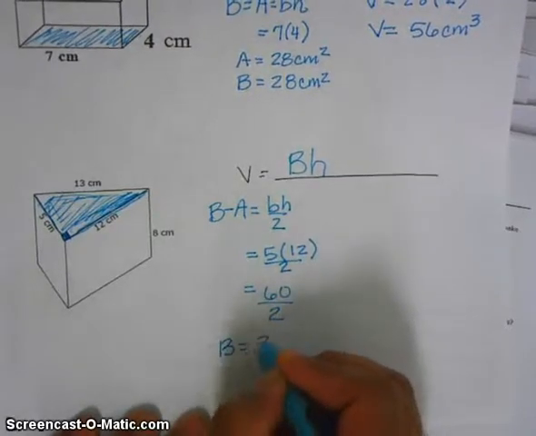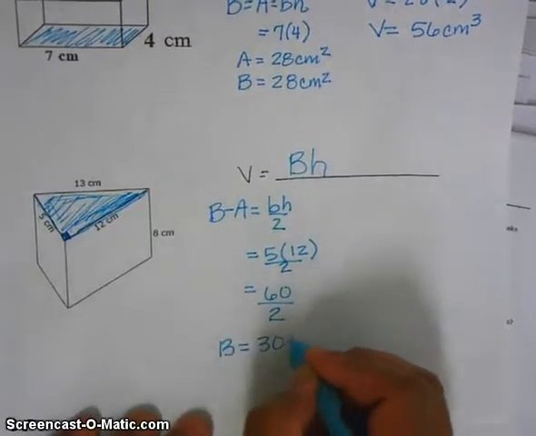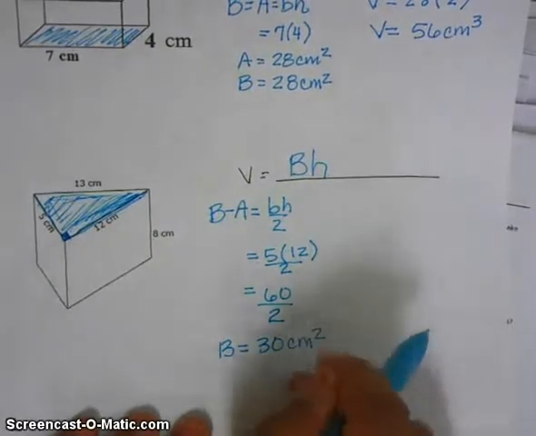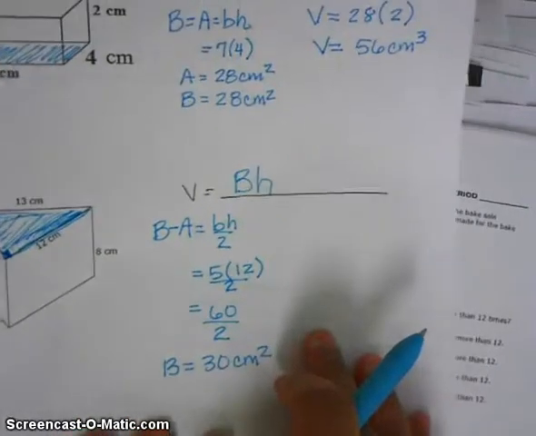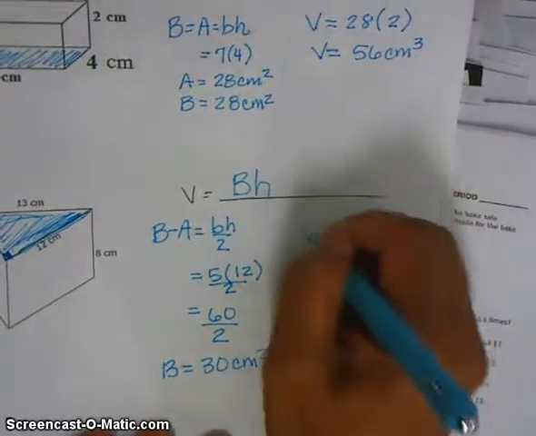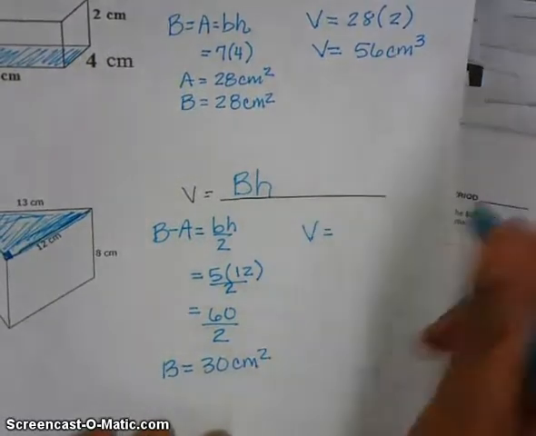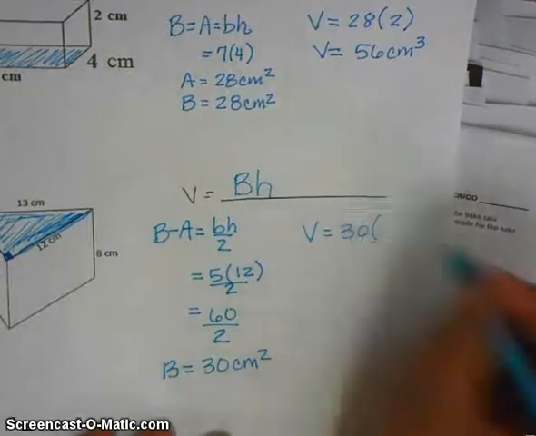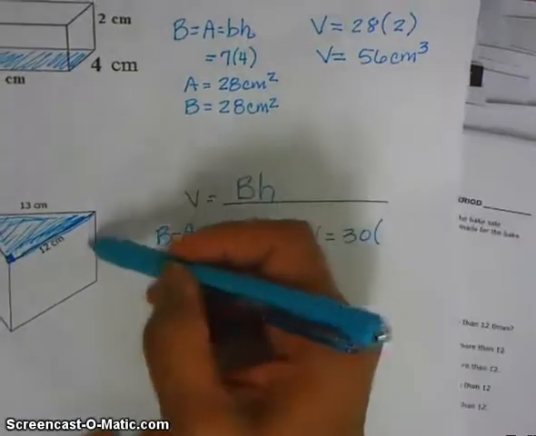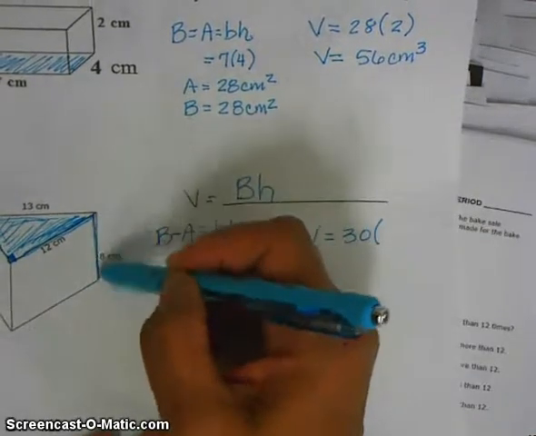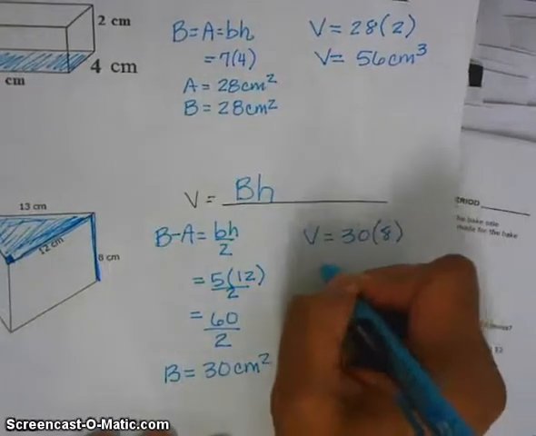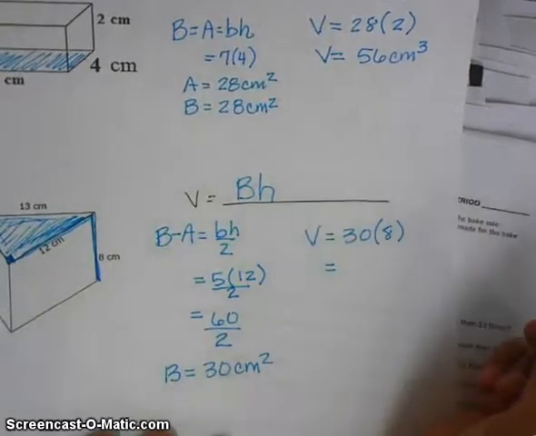Did you get capital B to be 30 centimeters squared? If you did, that's great. That's exactly what you should have found. Now I'm ready to go work the volume formula. My volume is capital BH. My capital B is 30. The height of the solid, how tall is it, is right here, and that is 8. So pause the video to do the math and then come back and check your work.